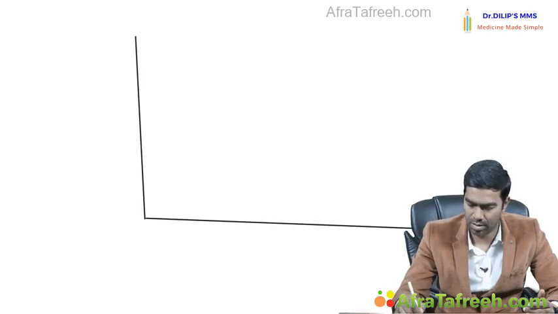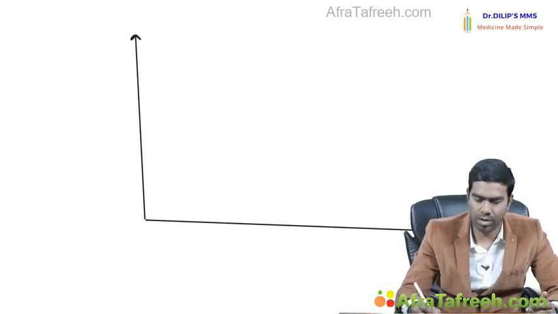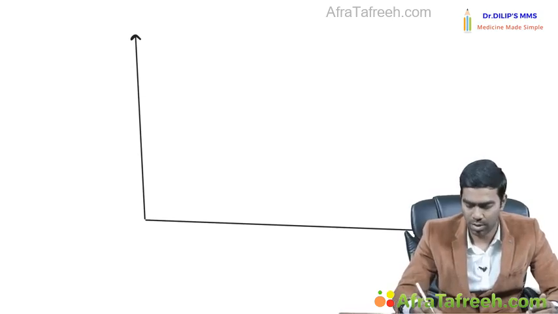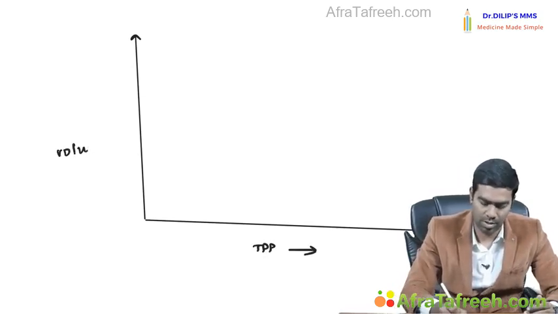Graph, right? So you all know compliance means you are going to put pressure on the x-axis and volume on the y-axis. So here we can put the transpulmonary pressure change, and here we can put the volume change. Per unit increase in the transpulmonary pressure, how much the alveoli get distended. I told you that when the transpulmonary pressure increases, it distends the alveoli. We saw that in the last video in a very detailed way.